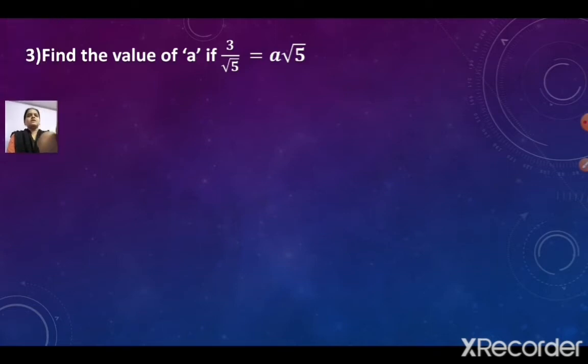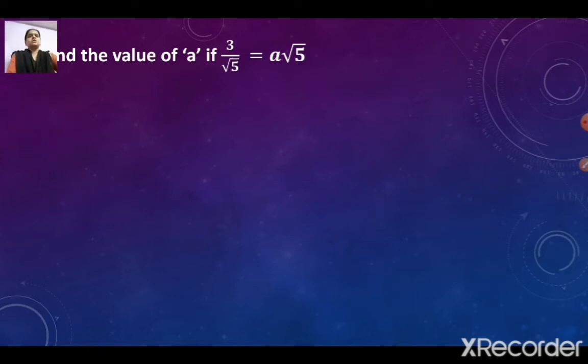Find the value of a if 3 upon root 5 is equal to a root 5. Now this is a different type of question. Can you see 3 upon root 5? Root 5 is in the denominator, but it is equal to a into root 5, where root 5 is in the numerator. That means what we have to do? We have to rationalize the denominator of the left hand side. So let us try then.